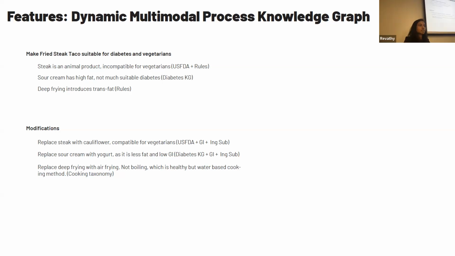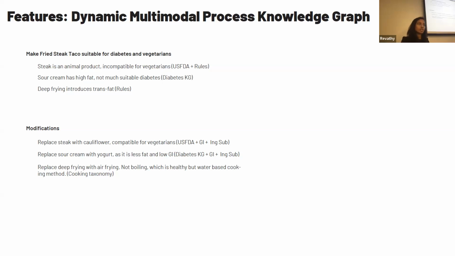We did construct a large-scale multimodal ingredient substitution knowledge graph with 80,000 ingredient substitution pairs that has health labels such as whether an ingredient is vegan, vegetarian, lactose-free, gluten-free, and nut-free, which can help us with the first two modifications. And the cooking taxonomy here can say to replace deep frying with air frying, while boiling can be a much better and healthier alternative, but it's a liquid-based cooking method, not a fat-based method.